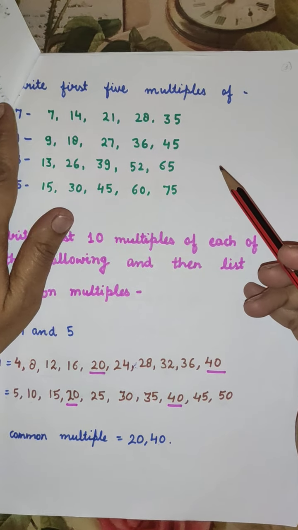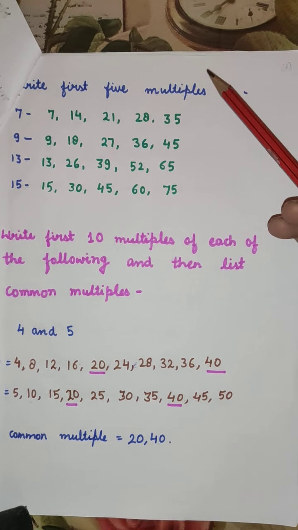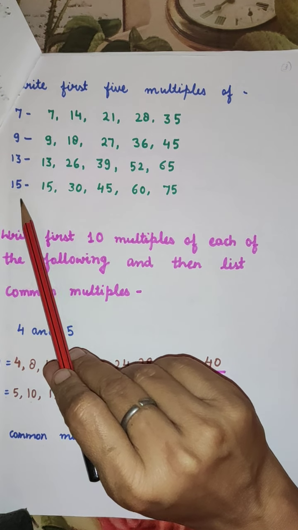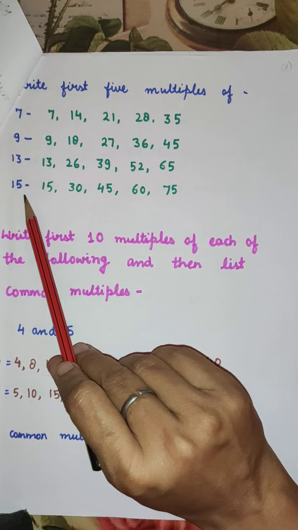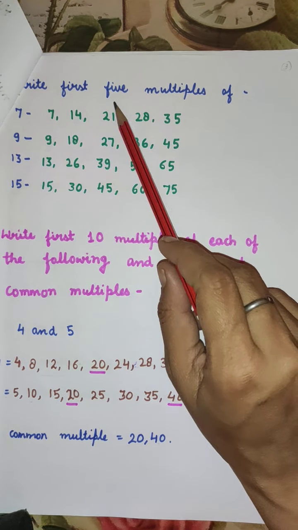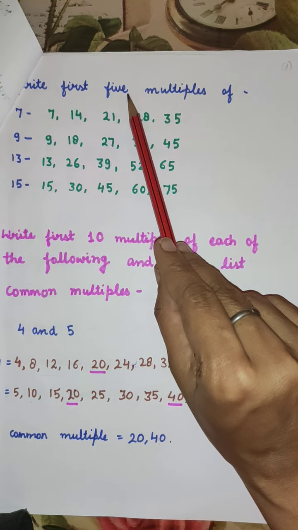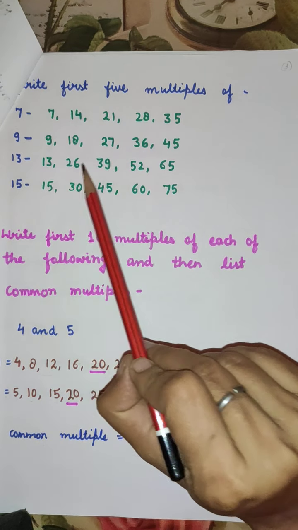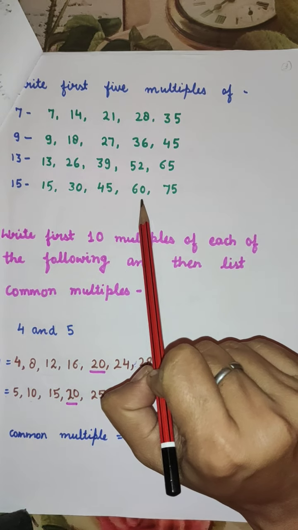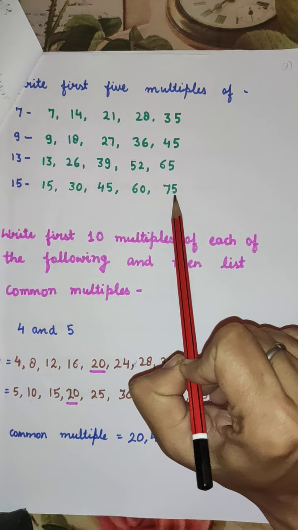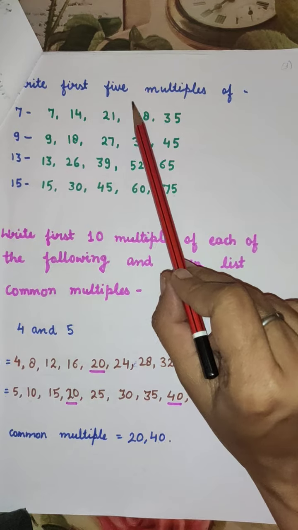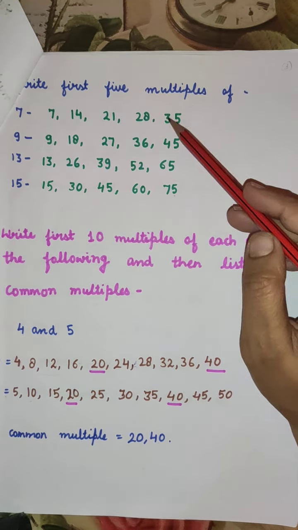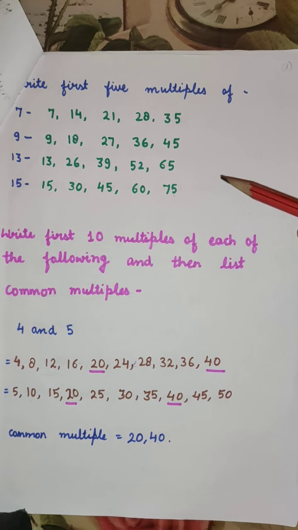Now the first 5 multiples of 15. If we are asked for the first 5 multiples of 15, you have to just read the table of 15 till 5. 5 multiples you have to know. 15 ones are 15. 15 twos are 30. 15 threes are 45. 15 fours are 60. 15 fives are 75. This is the first 5 multiples of 15. Like that, we can find out for any number.